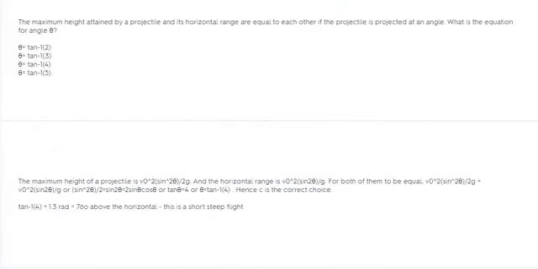The maximum height attained by a projectile and its horizontal range are equal to each other if the projectile is projected at an angle θ. What is the equation for the angle? θ equals tan^-1 of some value. The maximum height of a projectile is v0² sin²θ/2g, and the horizontal range is v0² sin2θ/g. For both of them to be equal, sin²θ/2 equals sin2θ, which is 2 sinθ cosθ, or tanθ equals 4, or θ equals tan^-1(4). Hence C is the correct choice. tan^-1(4) equals 1.3 radians equals 76.0 degrees above the horizontal. This is a short steep flight.